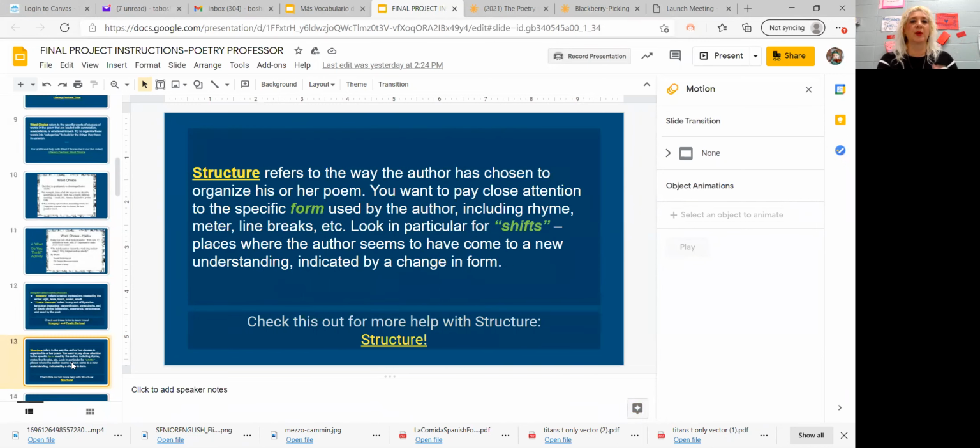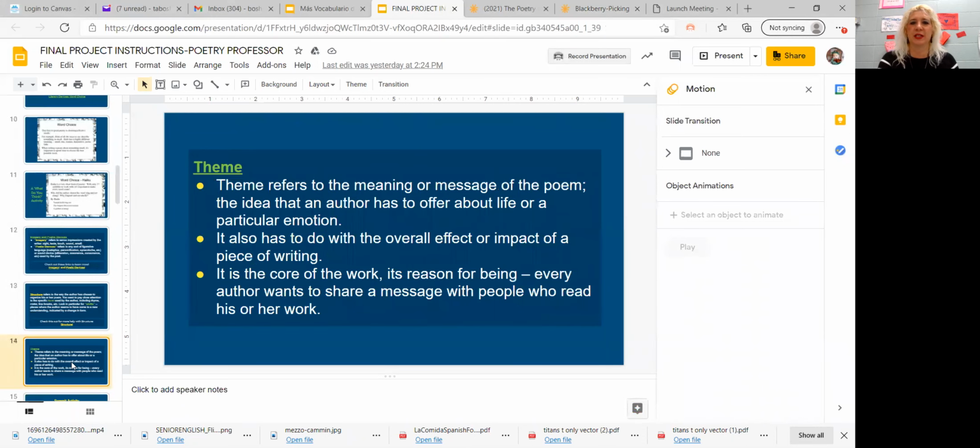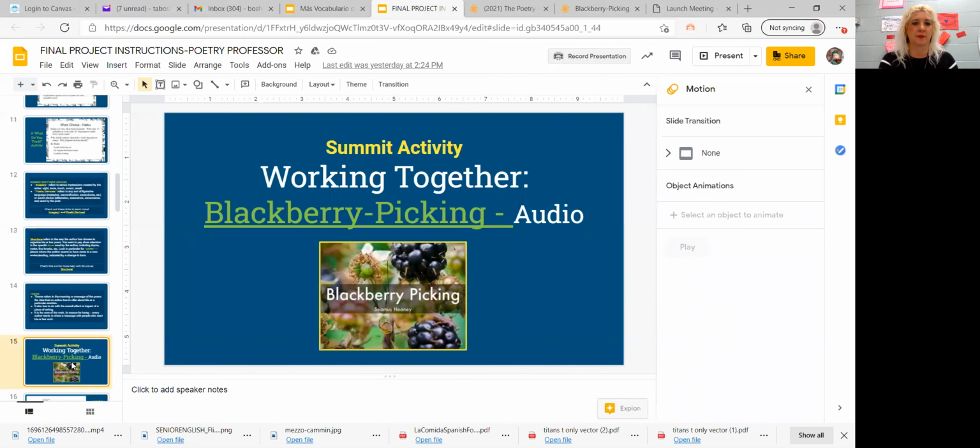I'm not going to spend a lot of time going into details there. I think you can look at the structure first, the form. That means, does it shift? How many stanzas does it have? Does it have rhyme? Does it have a rhythm to it? What type of form is it? The theme, of course, is going to be very important because you're going to have to analyze a theme for the poem you choose. That is going to have to be stated in that final product.